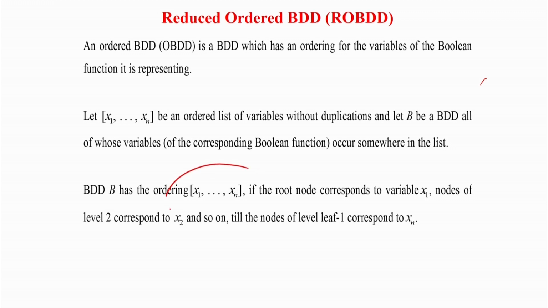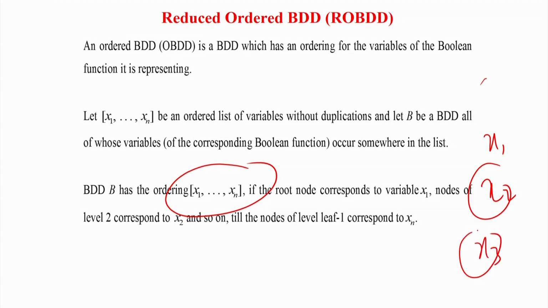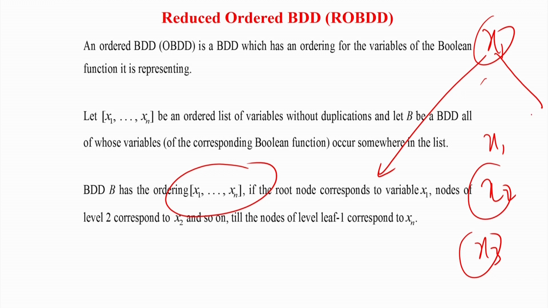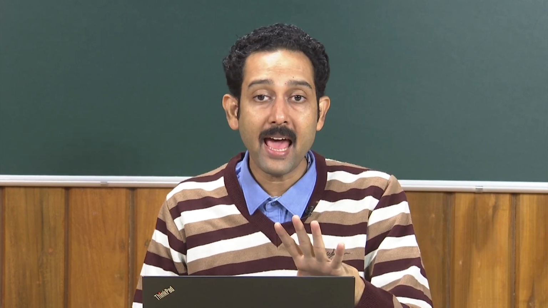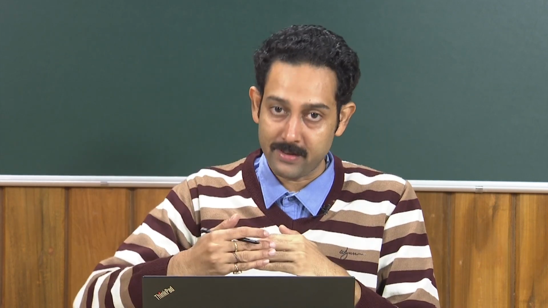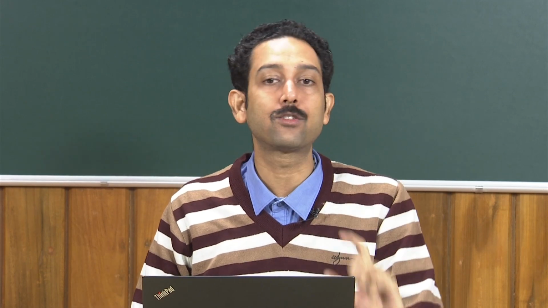Then the BDD has an ordering x1 to xn if x1 is the root node, x2 will be found in the second level, x3 in the third level, and so forth. But you may not find x2 in all the paths from x1 in the second level. Some path from x1 may go directly to 0 or 1. In another path, the second level, x2 will be there. That means in at least some path, x2 will be there in the second level. That is the difference between a binary decision diagram and a binary decision tree. In a binary decision tree, every path has x2 in the second level, x3 in the third level, and so forth. But here, in all the paths you may not have the respective node at that level, but in at least one path it will be there, and the ordering is fixed. That means in no path will you have x3 first and x2 second. That will not be the case.